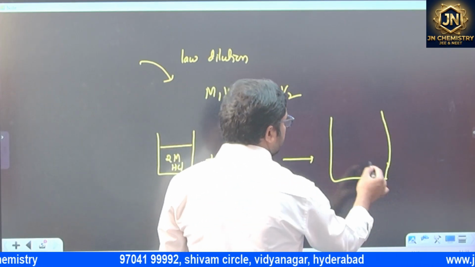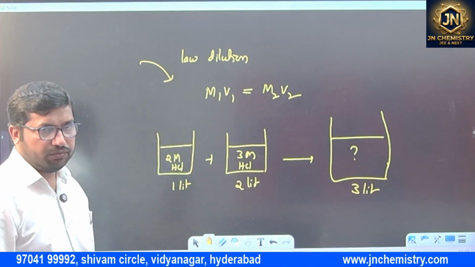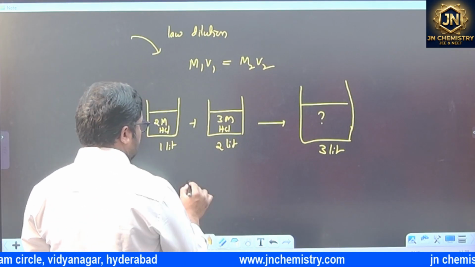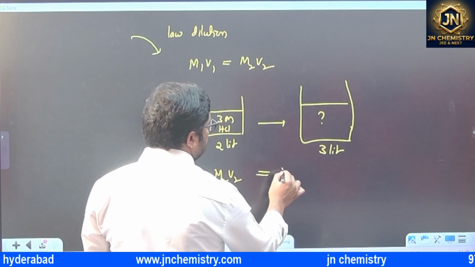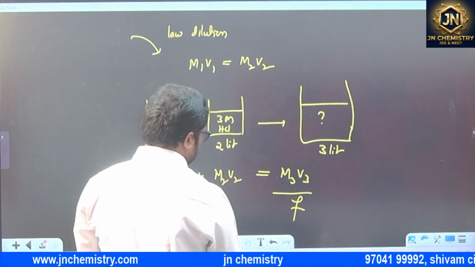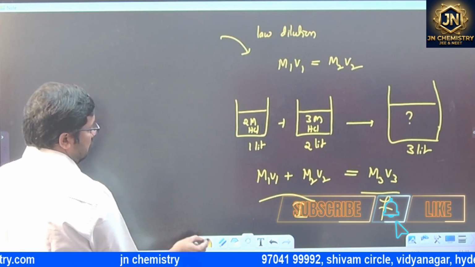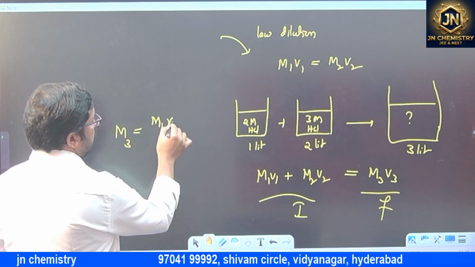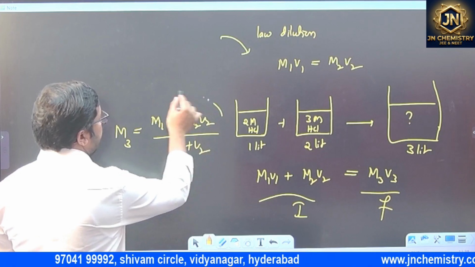But what about the concentration? Can we directly do 2 plus 3? No. What is the formula? M1 V1 plus M2 V2 is equal to M3 V3. These are the initial, this is the final. Write it down. M3 is nothing but M1 V1 plus M2 V2 by V1 plus V2, which is V3.